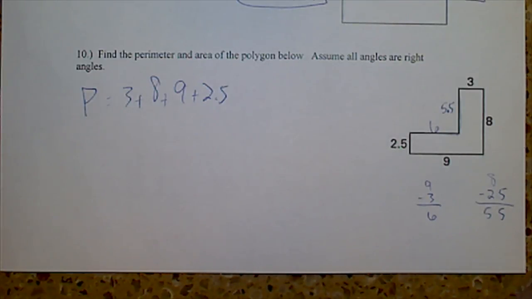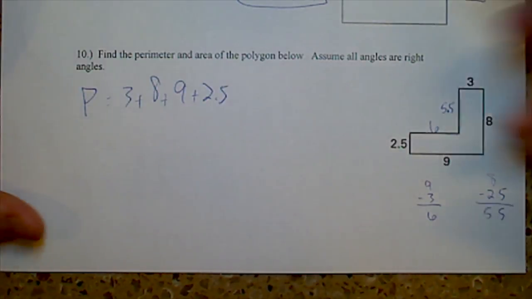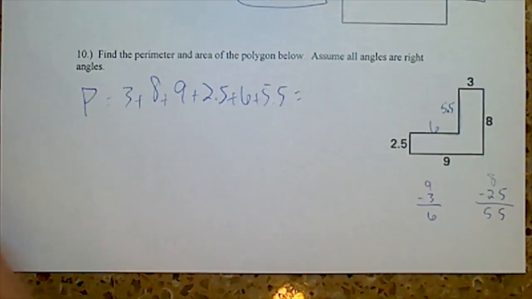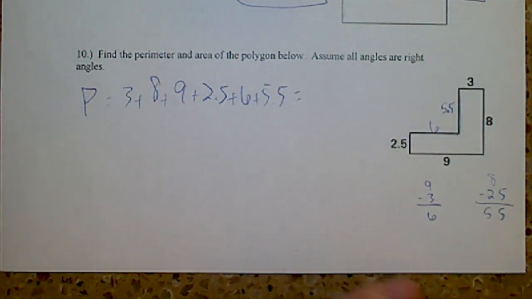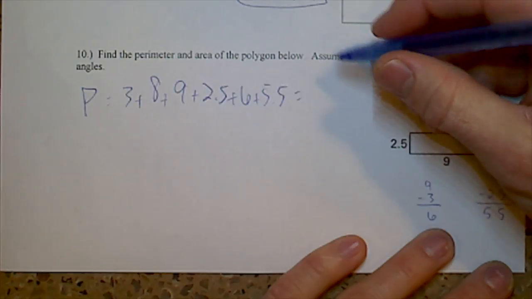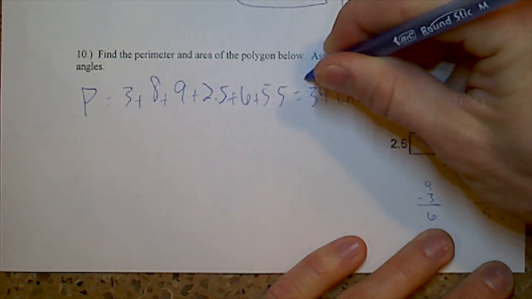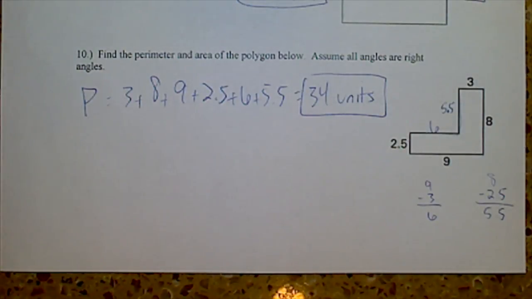All right, so now when I come to my perimeter work, now I have 6 numbers to work with. I have 6 sides, so I need 6 lengths to add up. And now I'm going to do that. And again, pop those into a calculator, do your mental math, whichever you prefer. It should come out to 34 units. Okay, again, one-dimensional units because we are measuring a length, a one-dimensional quantity.